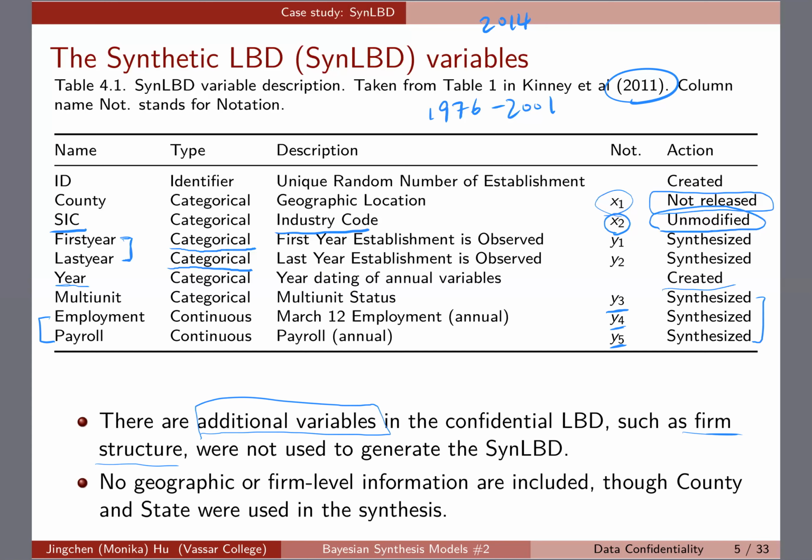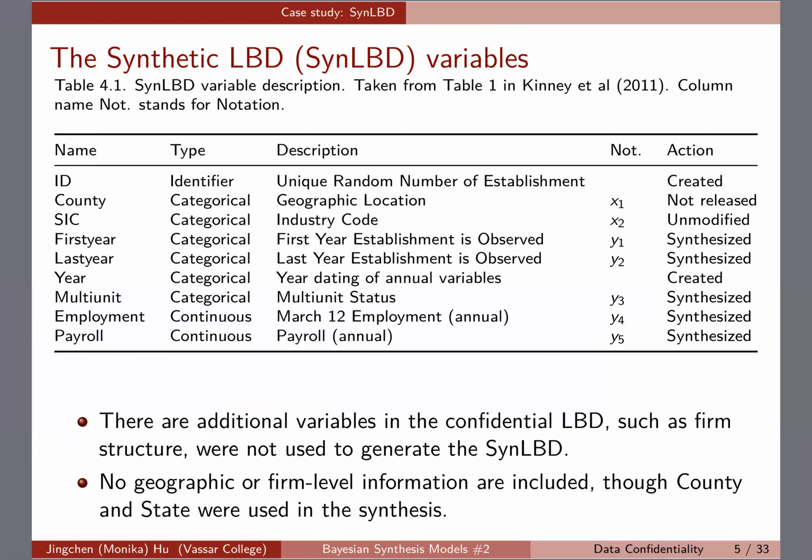At least in their paper, they say that other variables can be used in future iterations. But regardless, they never really do geographic or firm-level information there. All right, so you should know this very well.